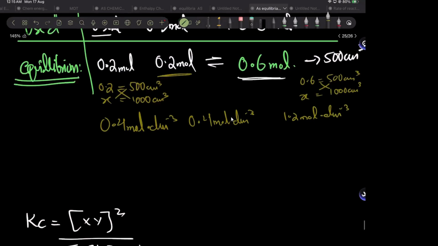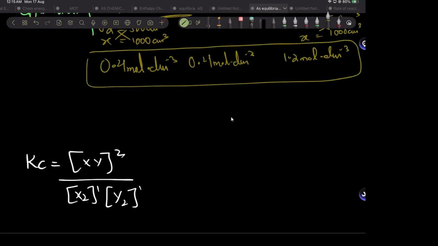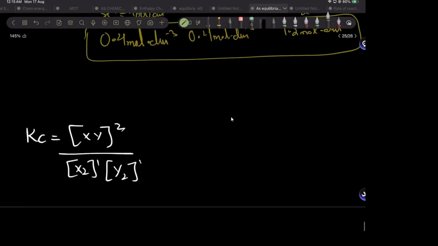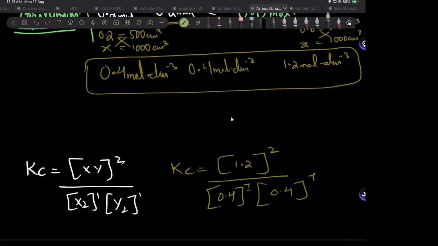So now, can I insert these in the Kc expression? I can, I've converted them. So now Kc would be equal to the right hand side, which is 1.2 mole per dm cube, square of that, and the left hand side, which is 0.4 to the power 1 and 0.4 to the power 1. What would be the value of Kc?